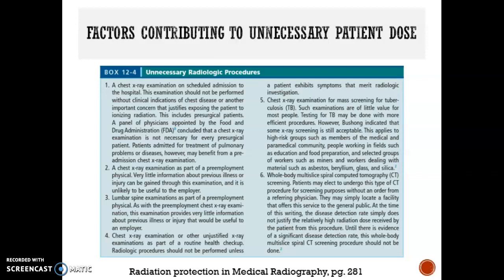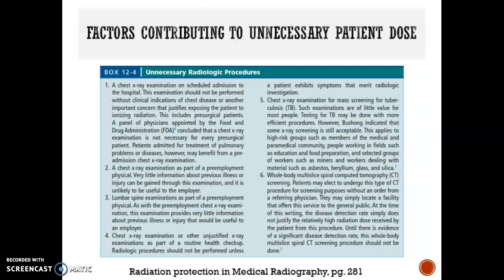The examination should not be performed without clinical indications of chest disease. And then another one here, a chest X-ray exam as part of a pre-employment physical. There is very little information about previous illness or injury gained from taking this chest X-ray, so it's unnecessary.